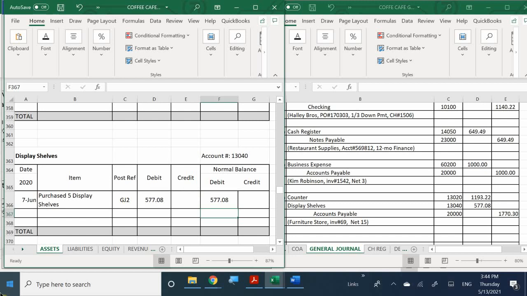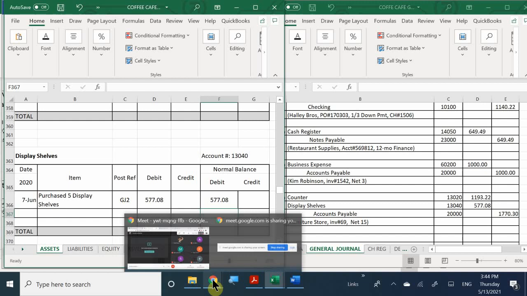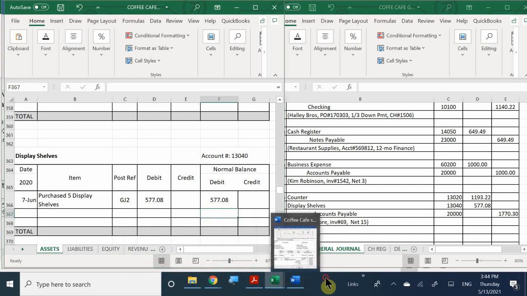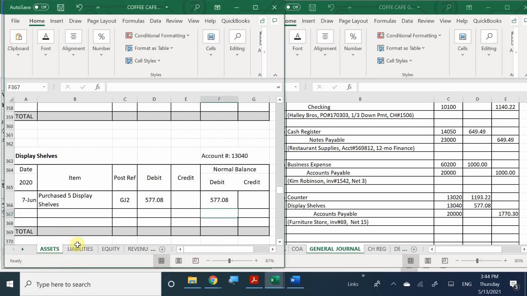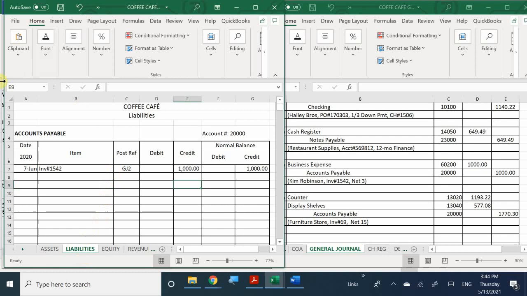All right. Everyone good with me so far? All right. Now that we've entered in our assets, we need to fill out one more thing, which is our accounts payable. So heading over to the liabilities, and here we are. Again, it is 47, and I'm going to go ahead and just indicate this is invoice number 69.